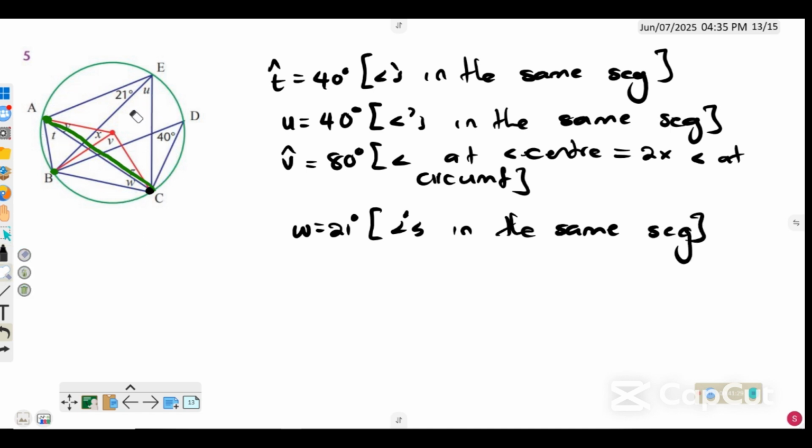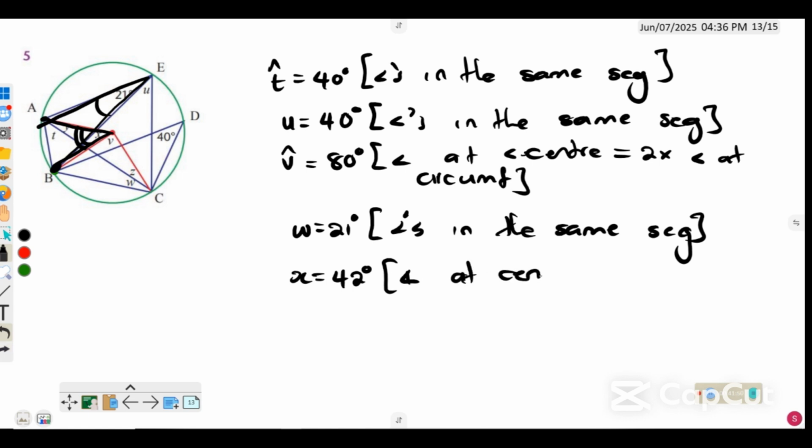We should find X. Let's look at X. Which chord subtended angle X? You will see that X was subtended by B and A, but X is at the center. The very same arc subtends what? The 21 degrees. So X should be twice of 21, which is 42 degrees. This should be angle at center being twice angle at the circumference. Okay, and then what else now?